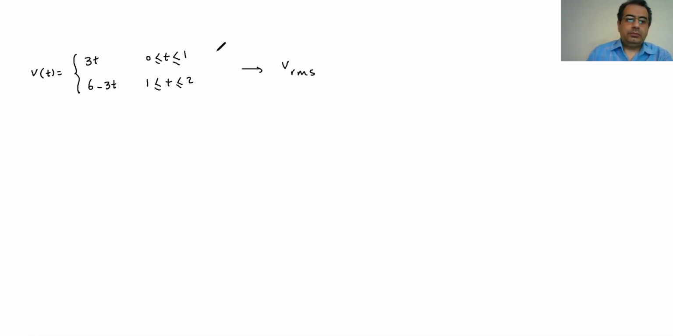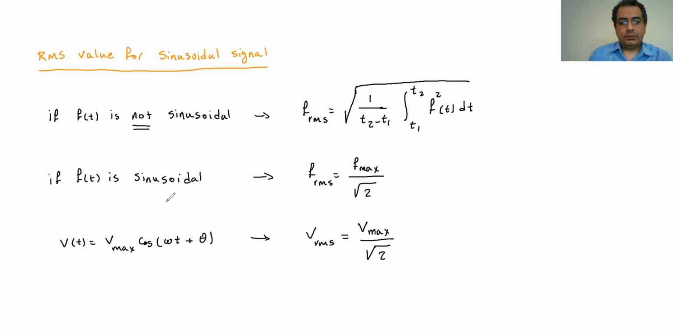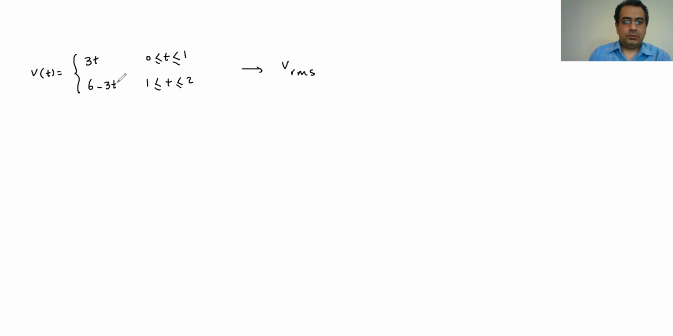Vrms. So remember, if it is sinusoidal, we know how to calculate it: V max divided by square root of 2. That's the Vrms. But if it is not sinusoidal, we will have to use this equation. If you look at that, it's not sinusoidal, it doesn't have sine or cosine.